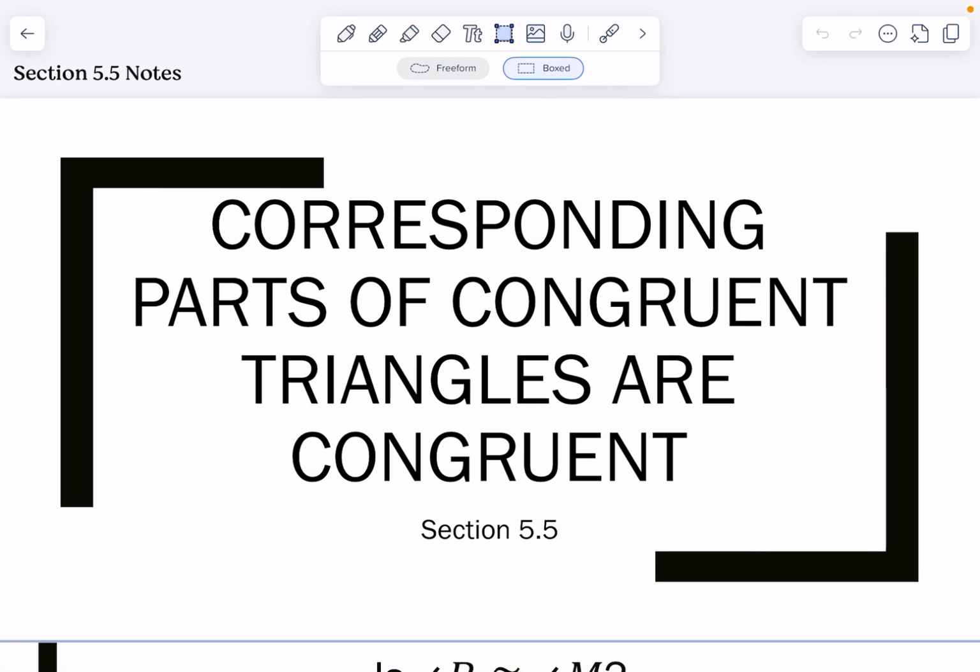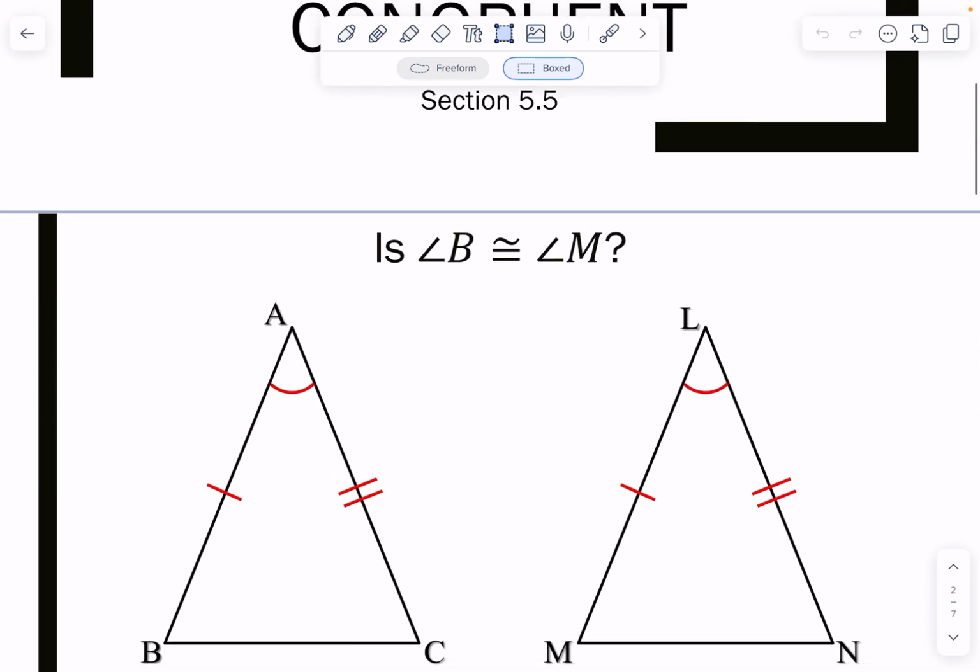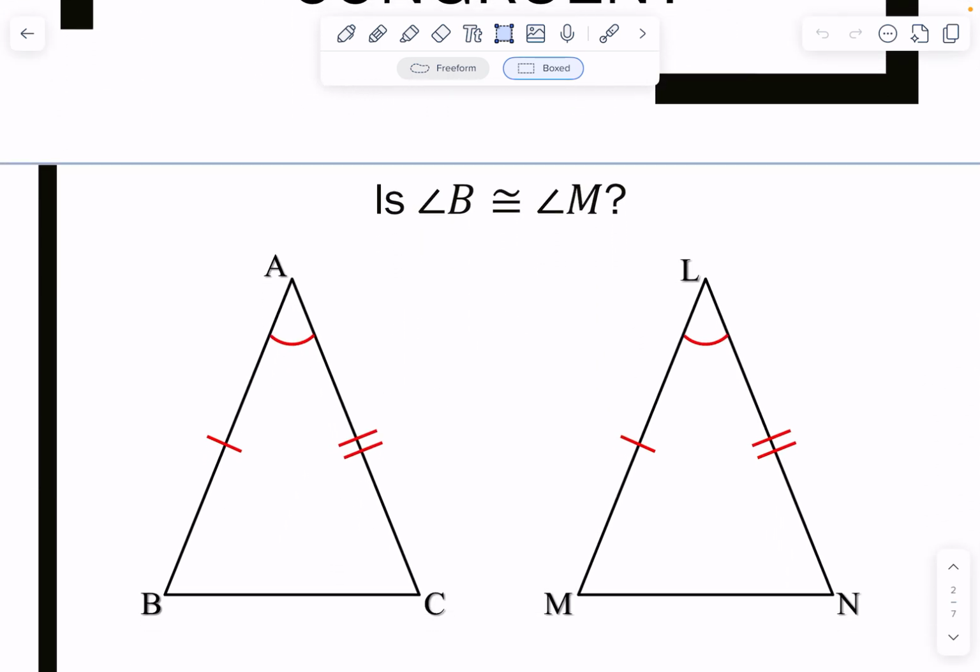We're continuing here on in chapter 5. Today we're going to talk about corresponding parts of congruent triangles are congruent. So the first question I have is, I look at these two triangles and I ask you, is angle B congruent to angle M? And our brain is telling us yes, but it's not marked in any way.